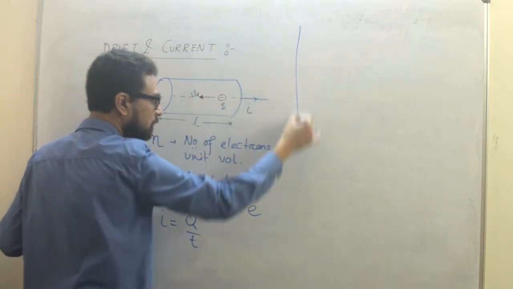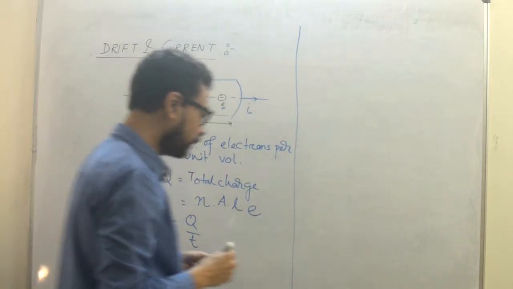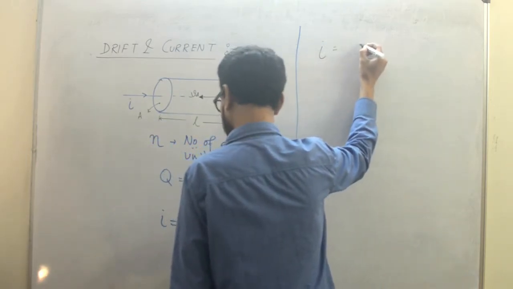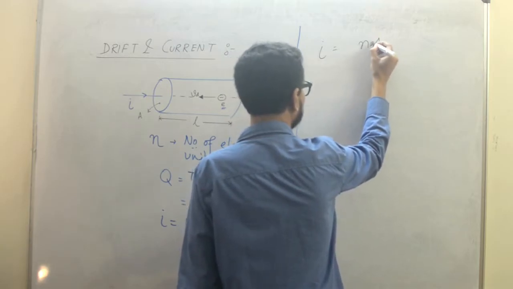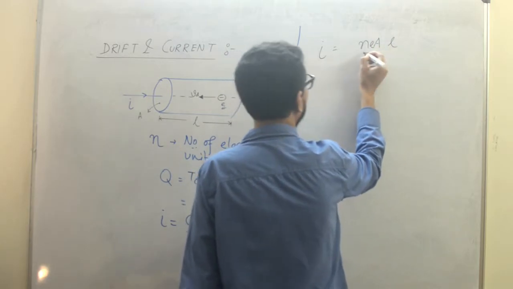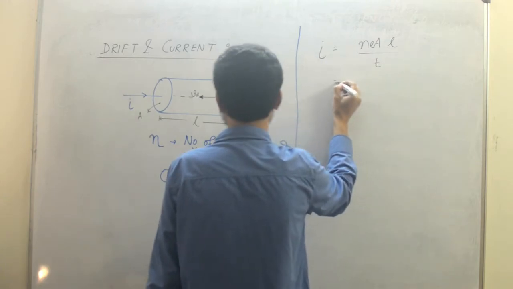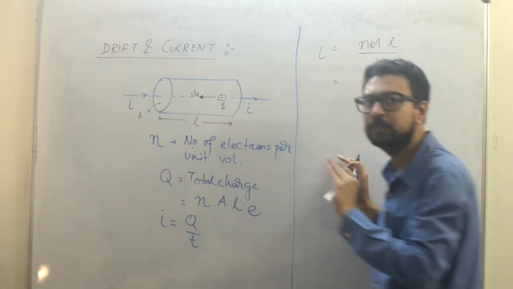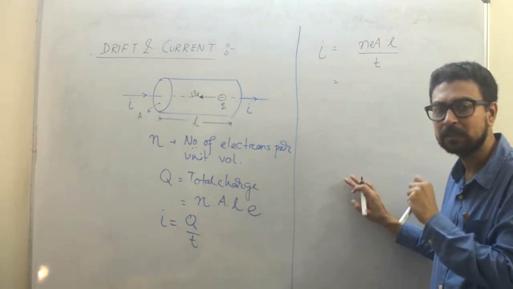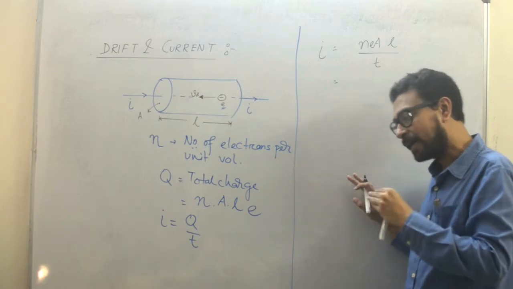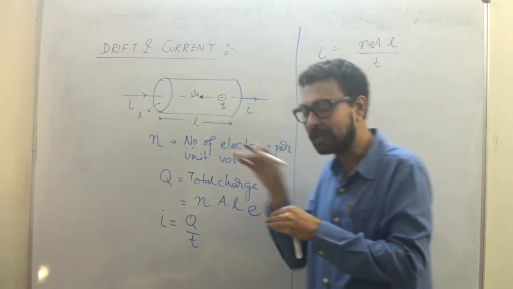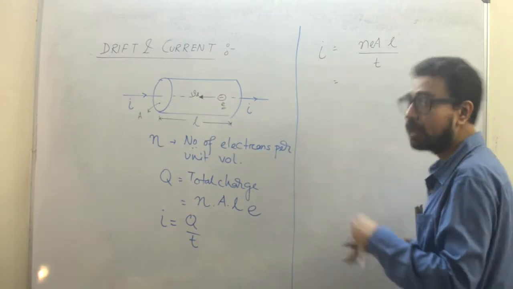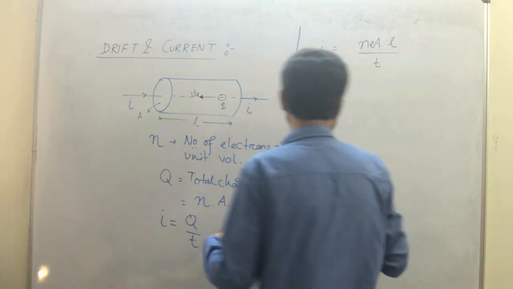So current is Q by t, and from here we can replace the total amount of charge that we have already derived, so I is equal to nAeL by t, and L by t is Vd. You see, Vd is the drift velocity. Vd is the velocity with which the electron drifts. Drifts means the electron doesn't actually flow from one point to another; it pushes the next electron to carry the energy forward. So that's why we call it drift velocity. I'll come to more details about it right after this.